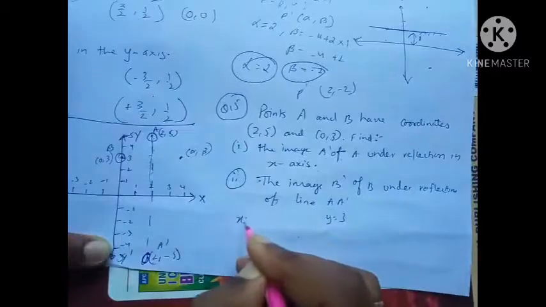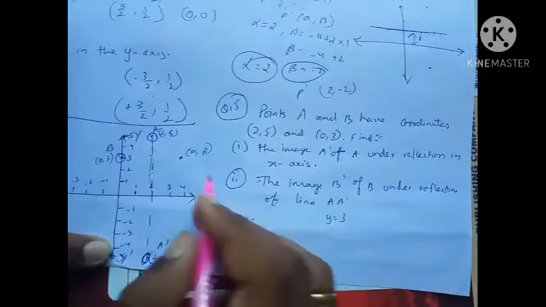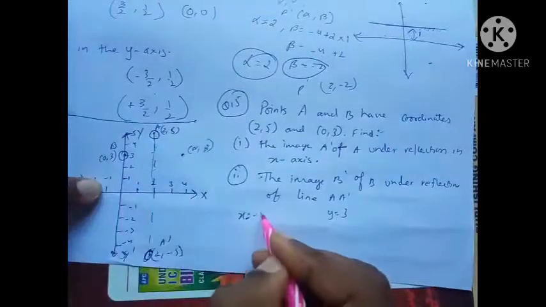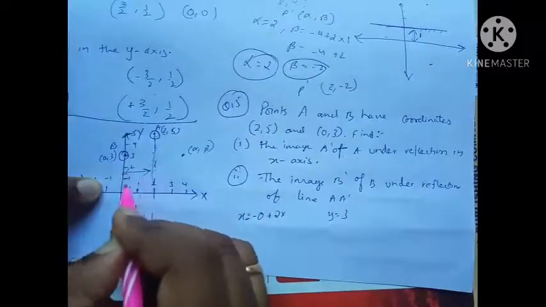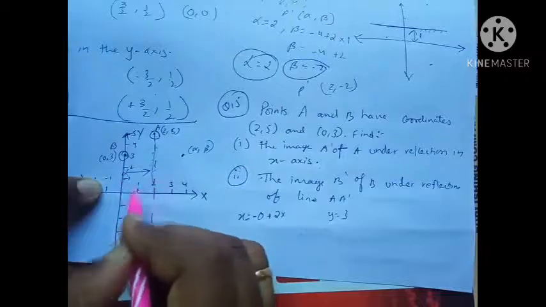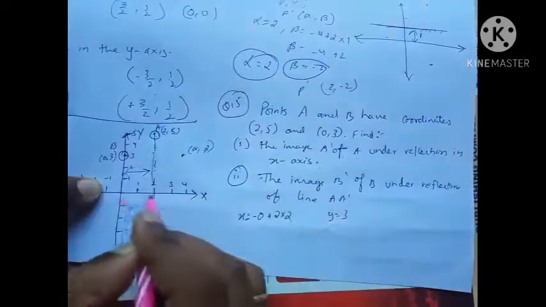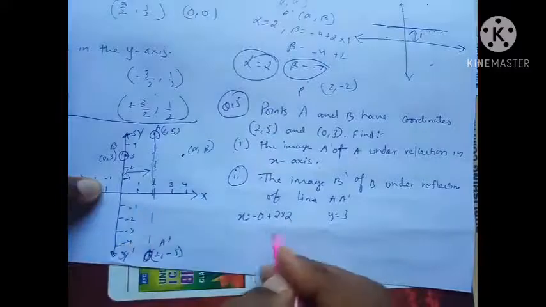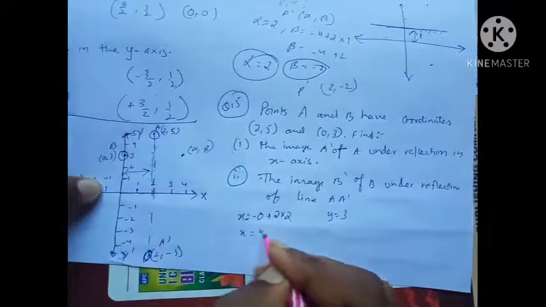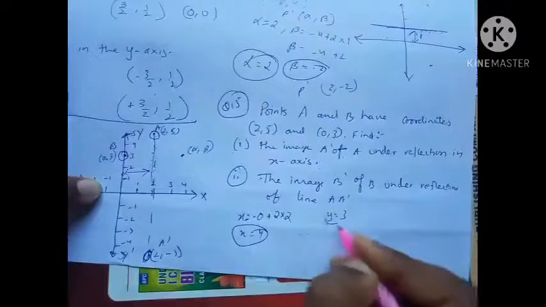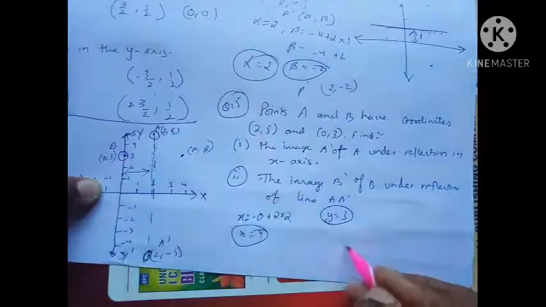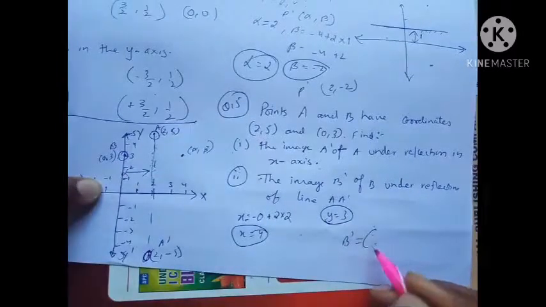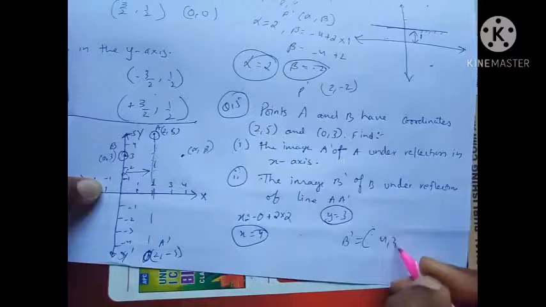What is x going to be? x is going to be minus x plus 2a, so 0 minus 0 plus 2 into a. What is a? This is a, the distance between the y-axis and this line. So how much is it? 2. From here to here, how much? See, here it is 1 and this is 2. So my answer is going to be 4. So x is 4 and y is 3. This is B, so B dash is going to be 4, 3.